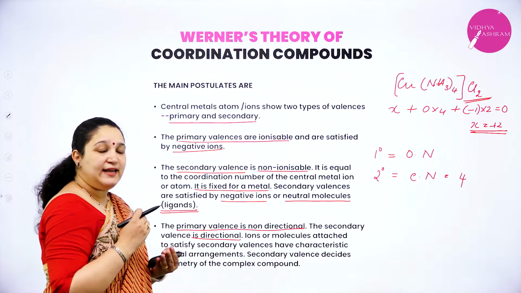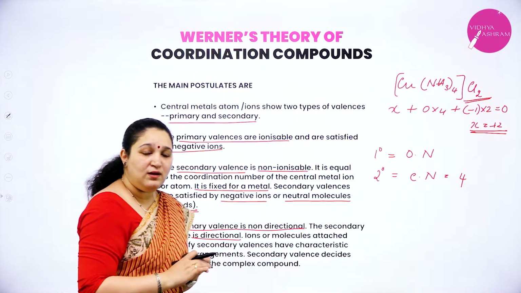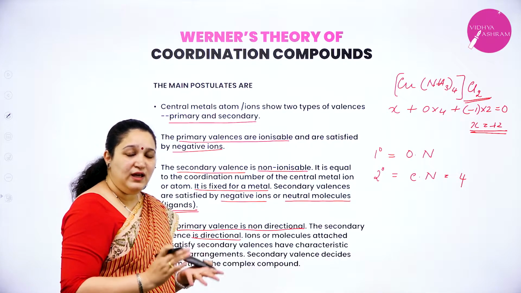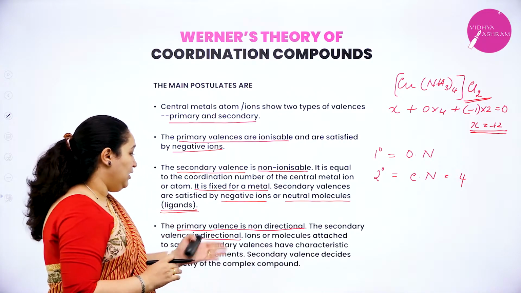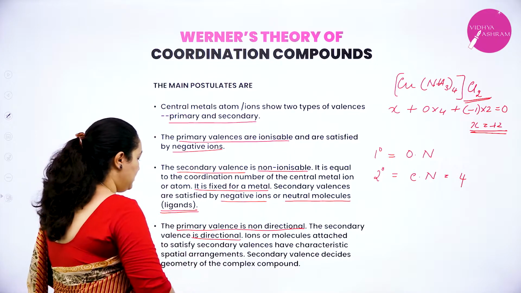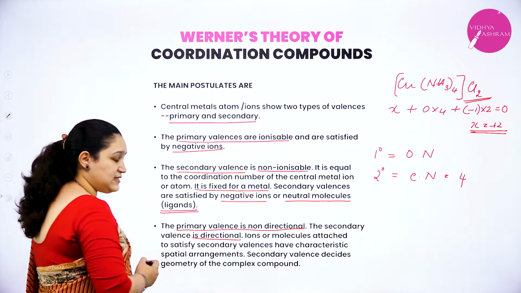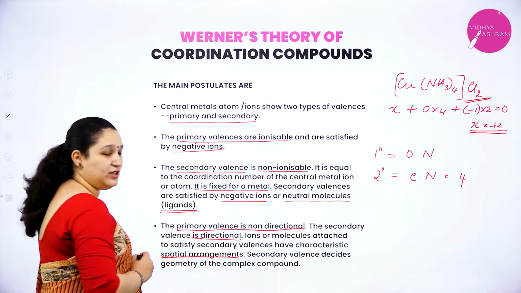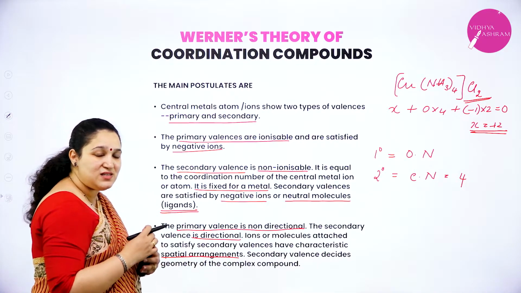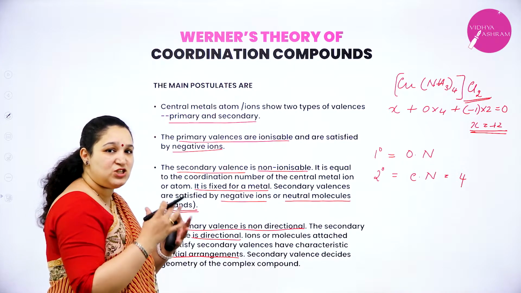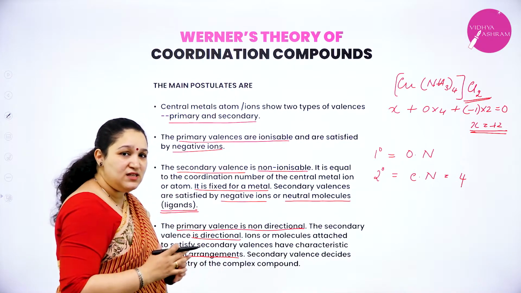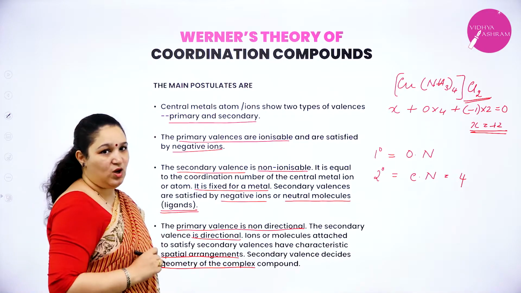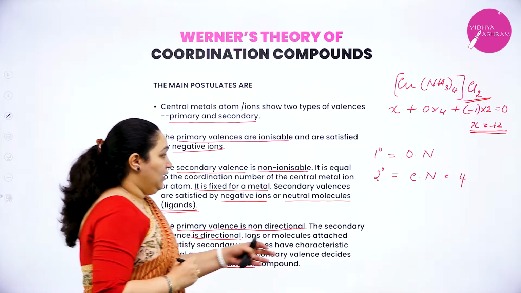Means the secondary valency is the one which is actually telling us about the geometry of the complex. Okay, you can see ions or molecules attached to satisfy the secondary valency have characteristic spatial arrangement. That means the ligands have a particular spatial arrangement and thus they will tell us about the geometry of the complex.